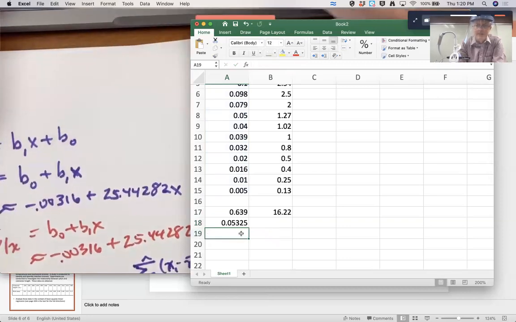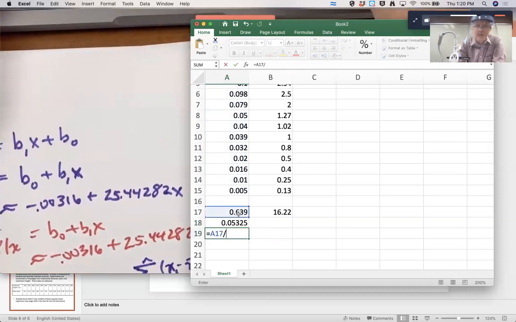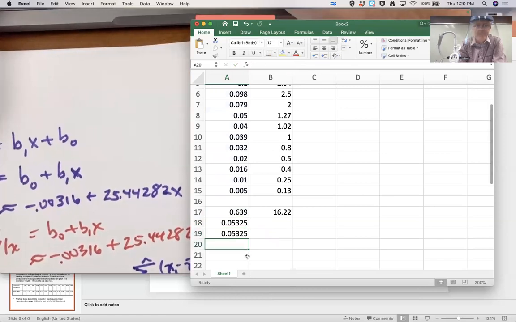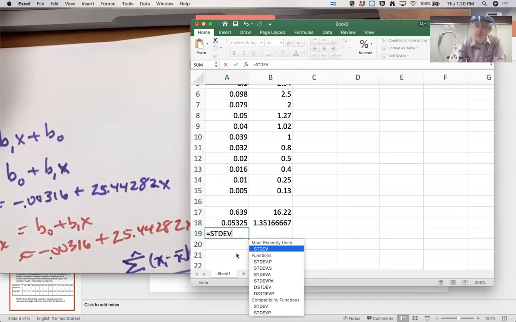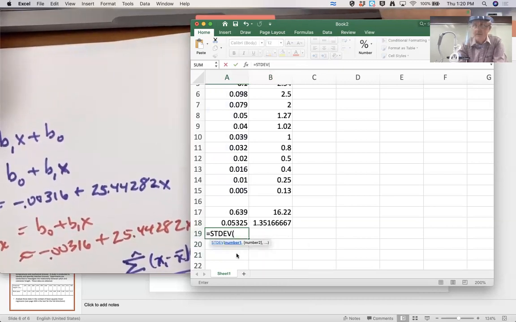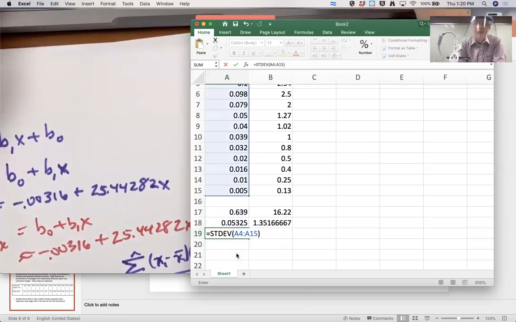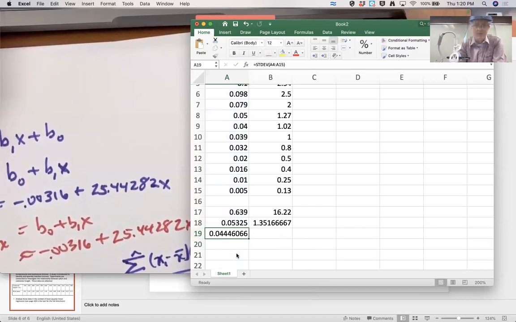Let's just double check that. That is this number divided by 12. Yep. It's the sum of the X's divided by 12, but doing it with equals average. Let's also get the standard deviations. Equals STDEV, never use the P. Just like in a calculator, you never use the sigma. Sometimes in problems you're given sigma, but you never use the calculator sigma. Here's the standard deviations.